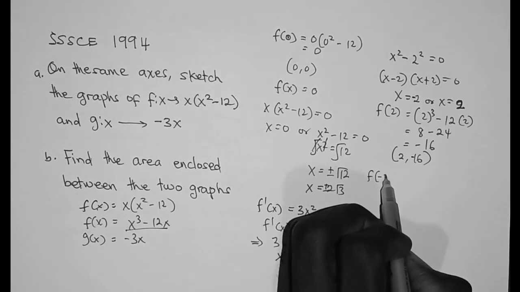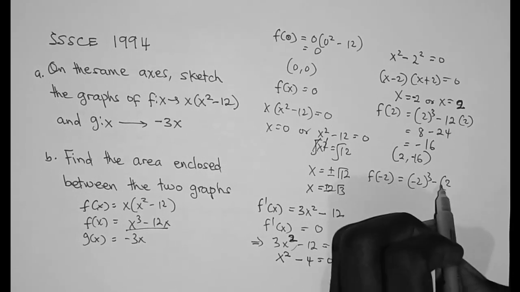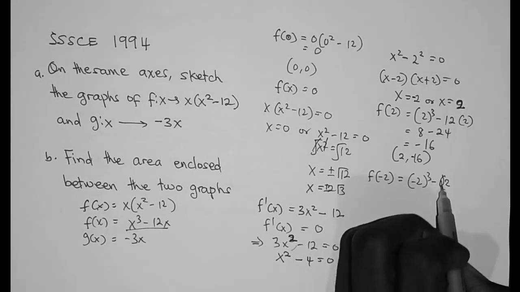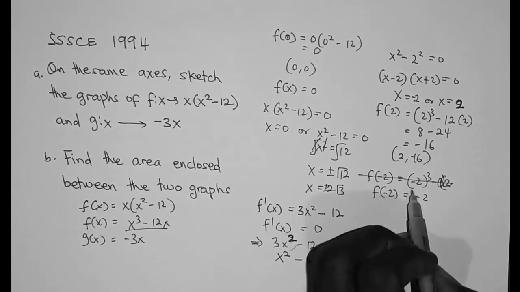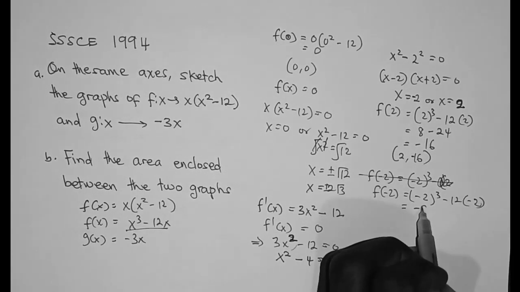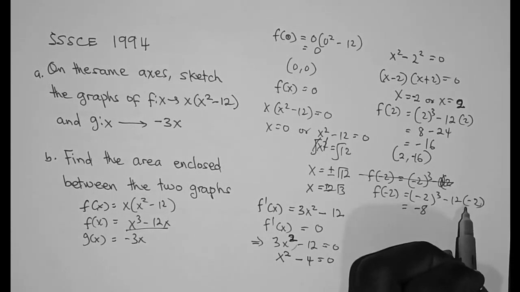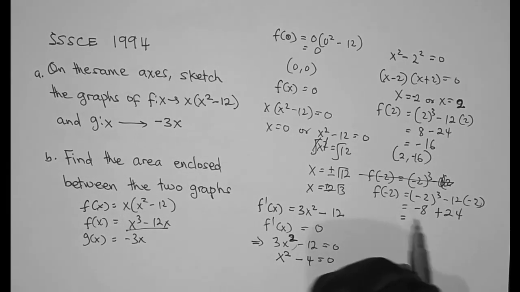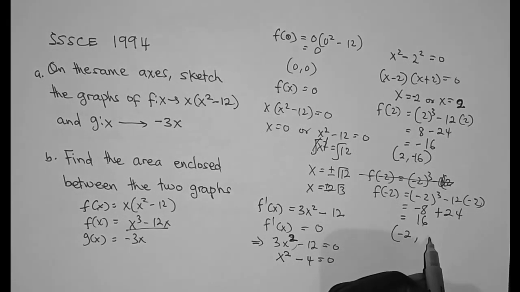And let's find f of minus 2. It's equal to minus 2 cubed minus 12 times minus 2. Minus 2 cubed is minus 8. Minus 12 times minus 2 equals plus 24. Minus 8 plus 24 is equal to 16. So we have the point (minus 2, 16).